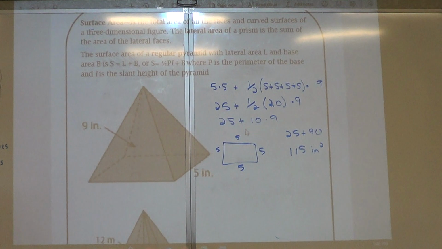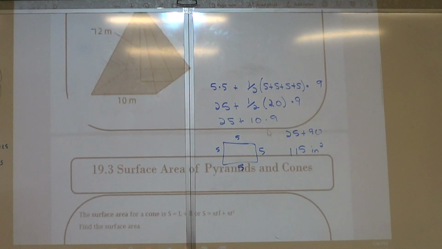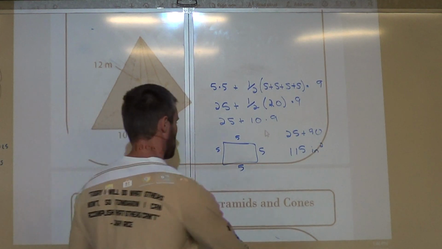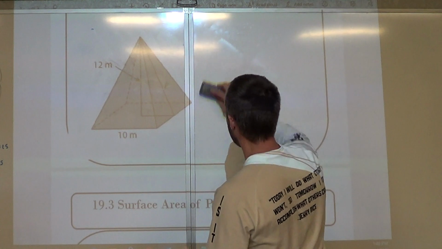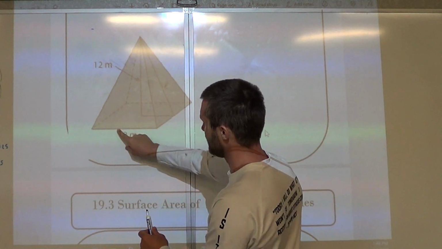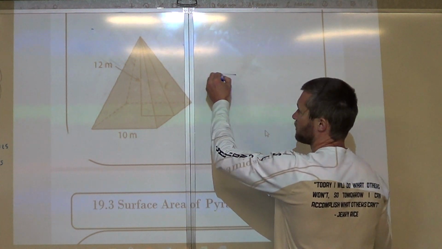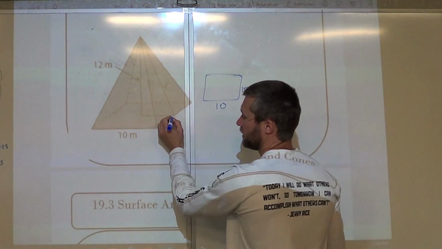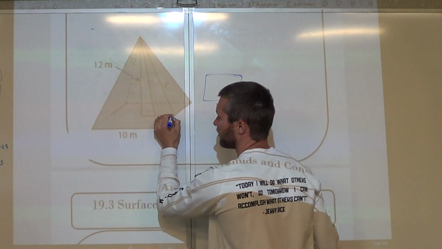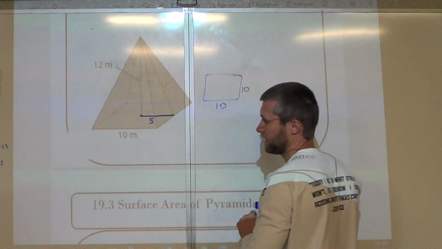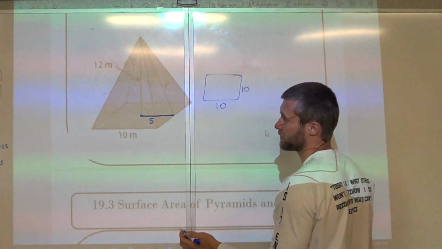The next one's an example where they don't give us the slant height, and so we have to go ahead and find the slant height. Again, we look at the base. The base is this square, a 10 by 10 square. I just want to point that out. Now, 10 goes all the way across, and this is going right to the center, so this is 5 here. Half of 10 is 5. That's where I get that.